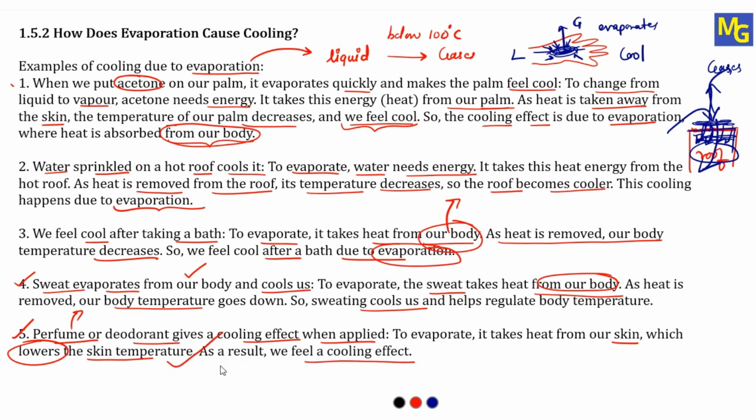Whenever you apply perfumes or deodorants, when you spray them on the body, you will feel cool because on that particular area of the body, heat is absorbed by the perfume and it evaporates. It will not remain on the body. You may have seen that when perfume is applied, that area immediately gets dry because it absorbs the heat from the body. Wherever it has absorbed the heat from the body, that area will feel the cooling effect. That is also due to evaporation.